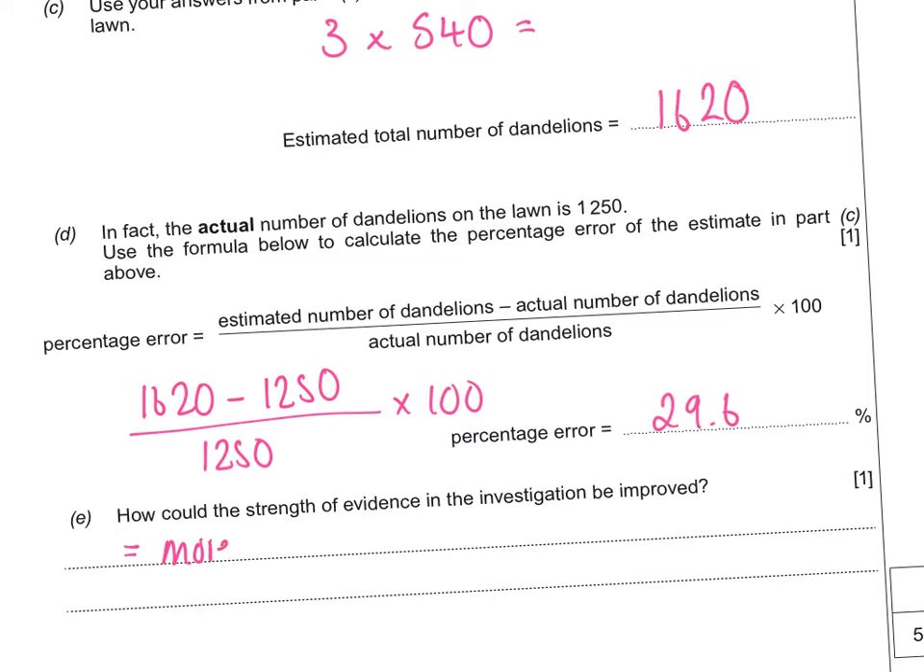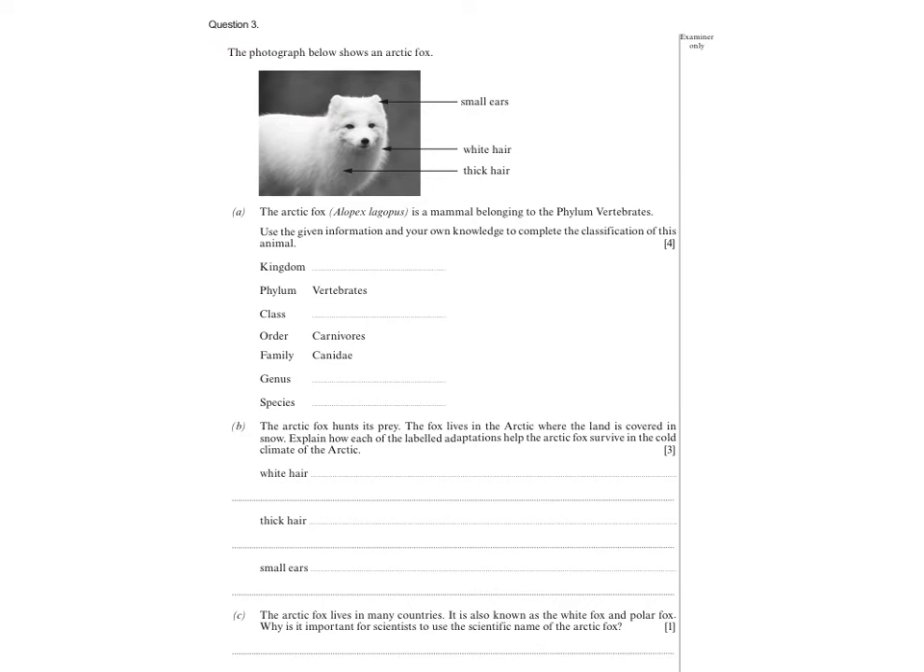Okay, then how could the strength of the evidence in the investigation be improved? Well, we would use more quadrats. Okay, the more quadrats we use, we can get a better mean and then hopefully get a closer estimate. Then we have the next question.